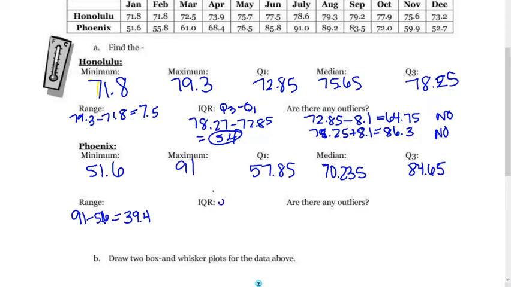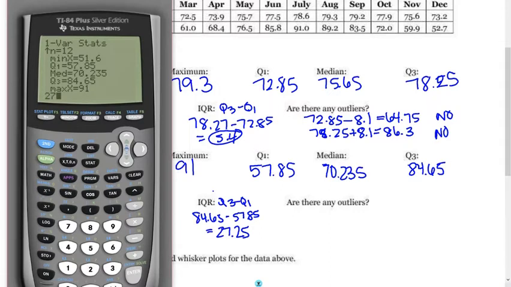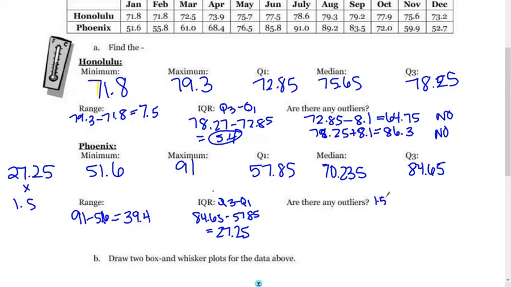IQR is Q3 minus Q1, so 84.65 minus 57.85 equals 27.25. And now we're going to do the IQR stuff again. First I'm going to take my 27.25 and multiply by 1.5 to get my 1.5 IQR. 27.25 times 1.5 is 40.875. So now, 1.5 IQR equals 40.875.